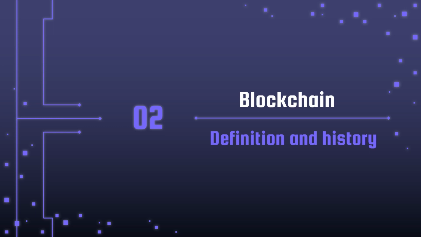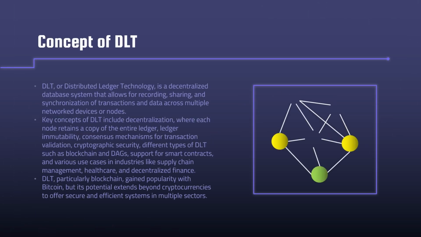Chapter 2. Blockchain definition and history. DLT, or Distributed Ledger Technology, is a decentralized database system that allows for recording, sharing, and synchronization of transactions and data across multiple network devices or nodes. Key concepts of DLT include decentralization, where each node holds a copy of the entire ledger, ledger immutability, a consensus mechanism for transaction validation, and cryptographic security.